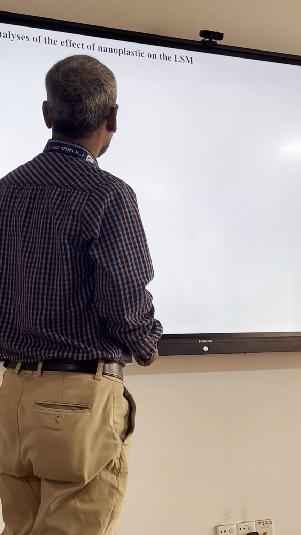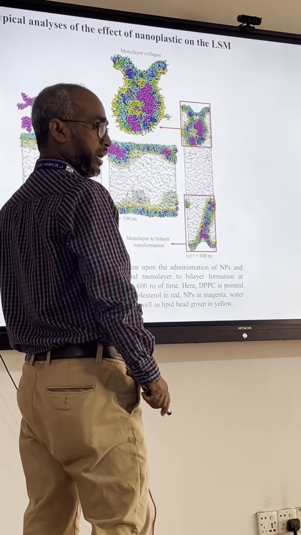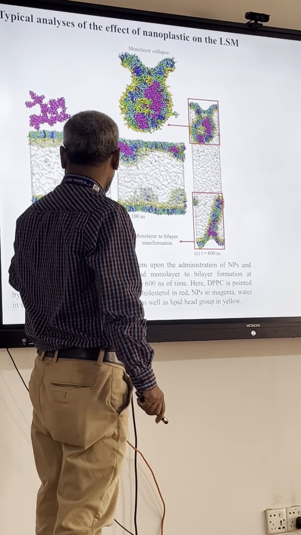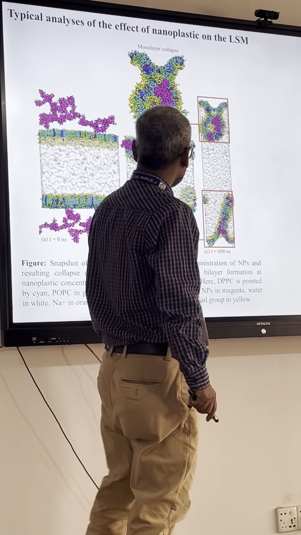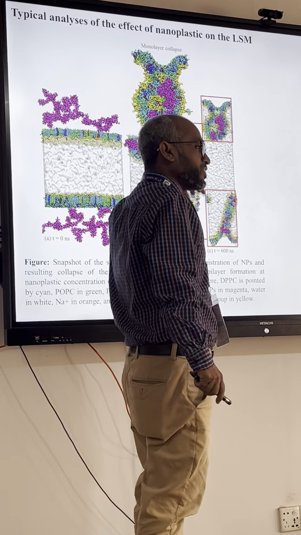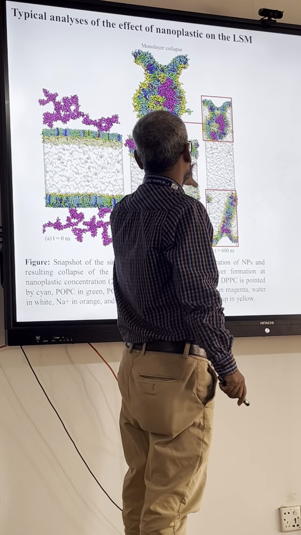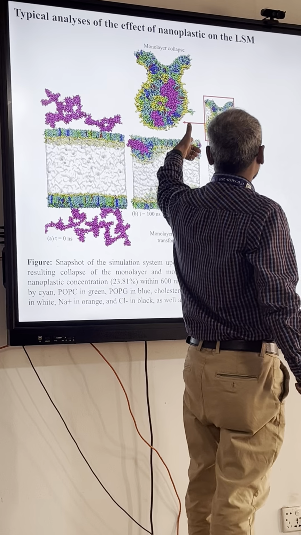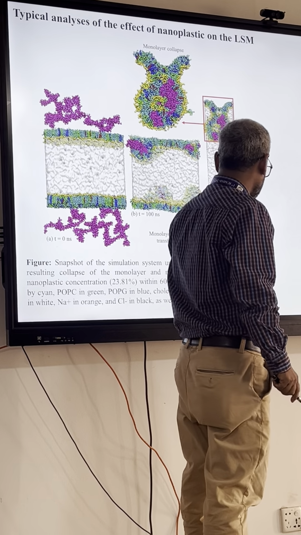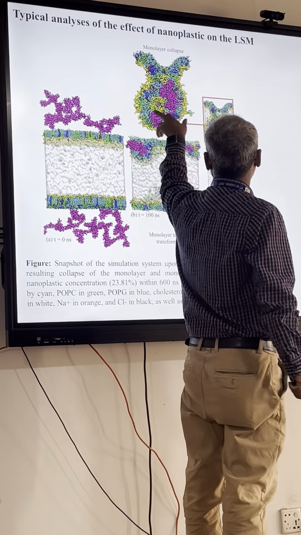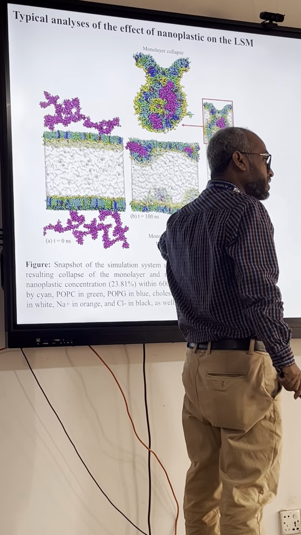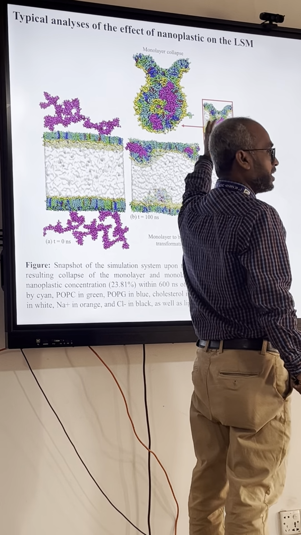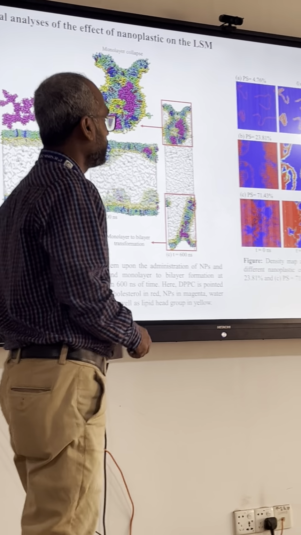So here, as you see, at the initial of the simulation, the nanoplastics actually interact with the layer. At time, those nanoplastics penetrate in the membrane. How this membrane actually changes with time. At the end of the 600 nanosecond, I found that it produced the bilayer for the down layer and the micelle. For the time limitation, we cannot continue anymore.